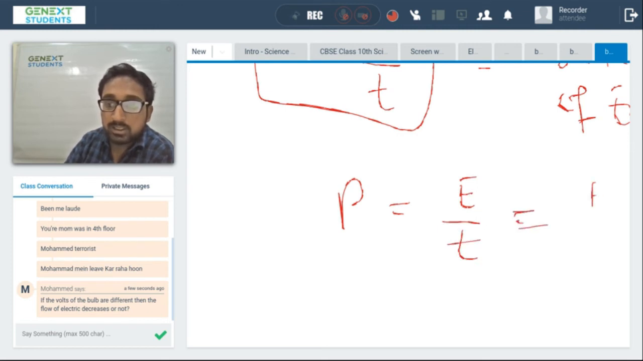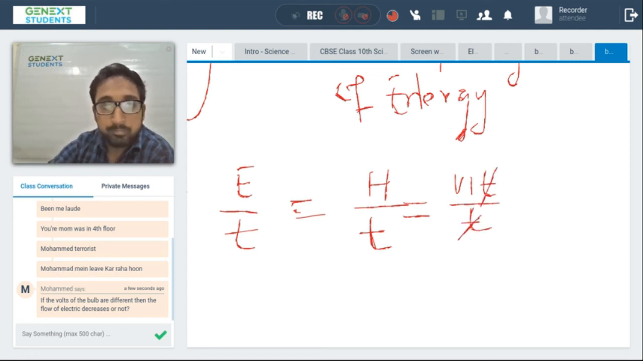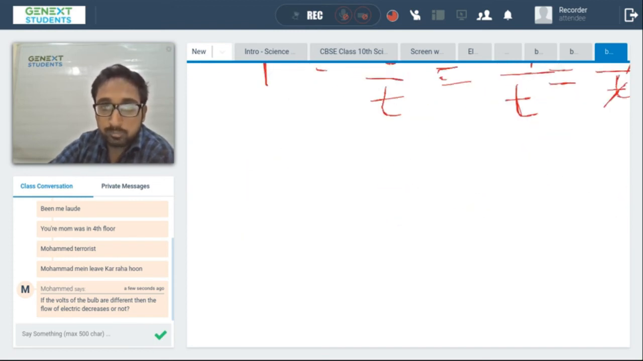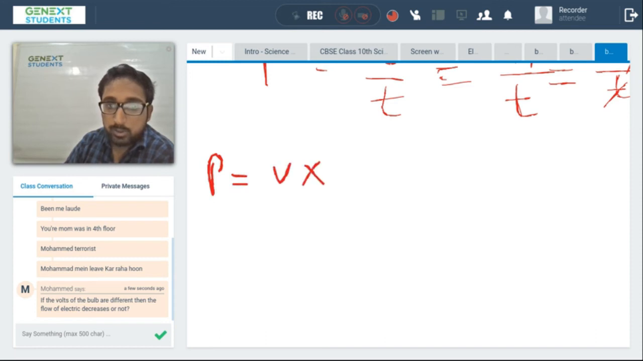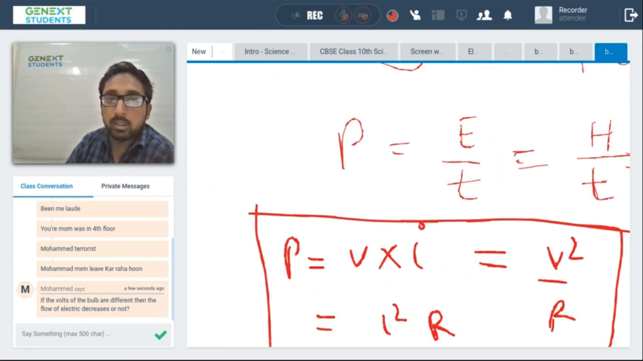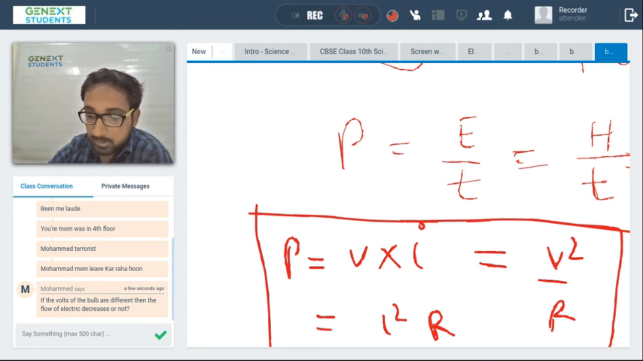So we just saw, in this case, energy is heat energy, and we just saw three formulas: VIT upon T, which will be V into I. So power is given as V into I. If I write this V as IR, it will become I square R. If I write this I as V by R, it will become V square by R. So again, there are three formulas for power as well: V into I, V square by R, I square R. These are the three different forms of power that can be represented.